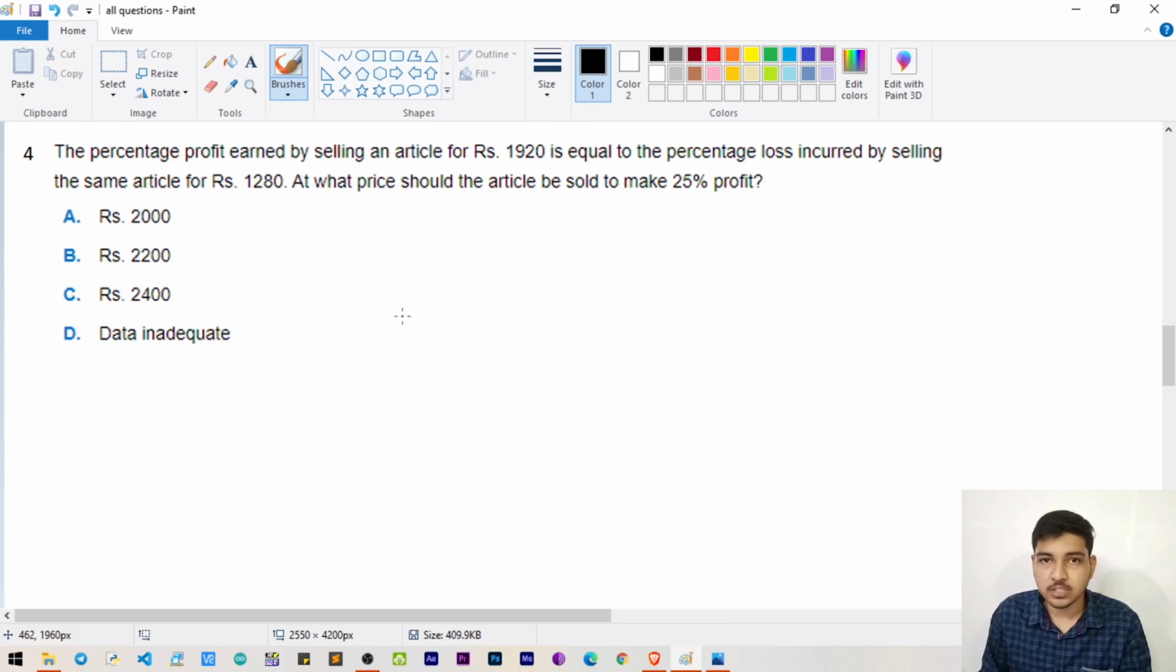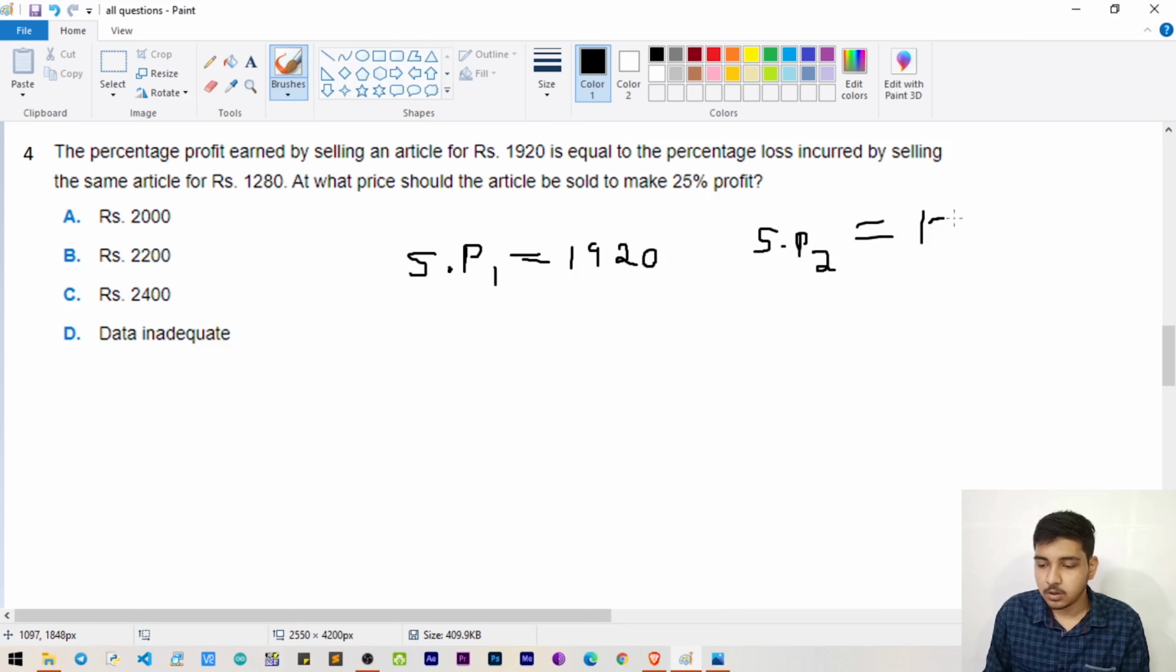So we need to find out the cost price first, and then we can easily find the selling price of that item in order to get 25% profit, which is calculated on cost price. So based on this condition, we can make a statement: selling price 1 is 1920, where we get profit, and selling price 2, where we get loss, is 1280.